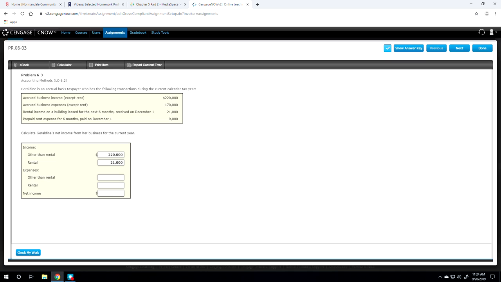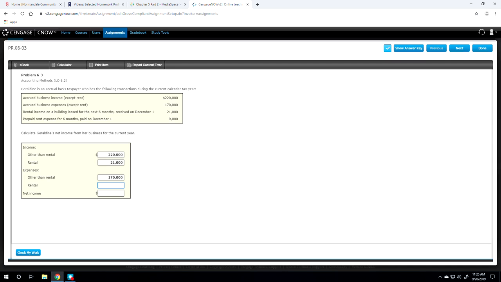But it's different for expenses. So let's fill out our expenses here. Our expenses other than rental were $170,000. And then here's the part that can be tricky. We have prepaid rent expense for 6 months paid on December 1st. Even though we have 6 months worth of an expense that went out the door, the IRS doesn't look at that the same as they did that rental income that we had received. They say, well, even though you paid the whole amount, only 1 month is actually for this year, so that's all we're going to let you deduct. You're going to have to wait until next year to deduct those additional 5 months worth of expenses.